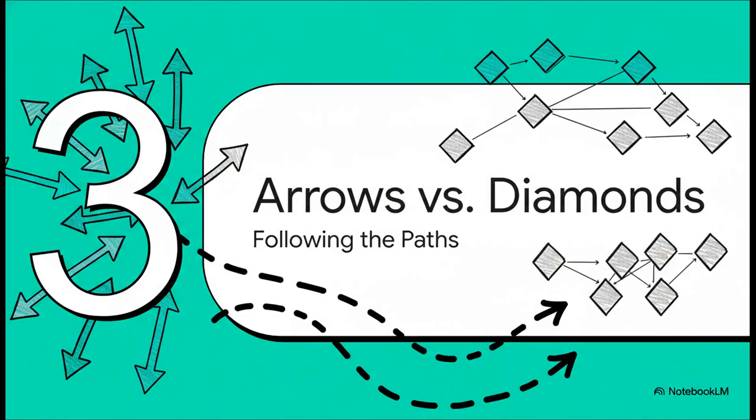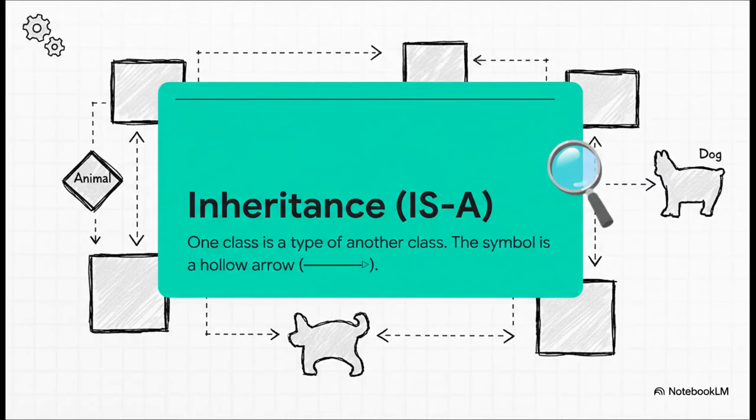So once you answer that first question, you're sent down one of 2 paths. One path leads you to arrows, the other leads you to diamonds. Let's walk down that first path together. So if your answer to that first big question is "is a," congratulations. You are always dealing with inheritance. And the symbol for inheritance? It's just this simple, hollow arrow.